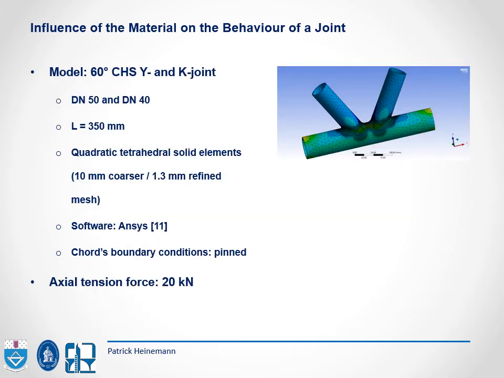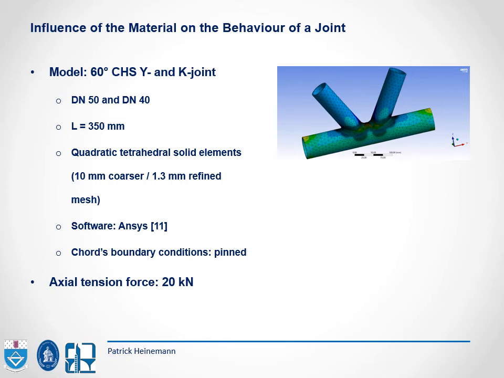I used a Y and a K joint, which were made out of the 60 degrees circular hollow section profile. The cord was set as pinned, and has a larger diameter of a DN50, and the brace is one step smaller with a DN40. The length is set to 350 millimeters.